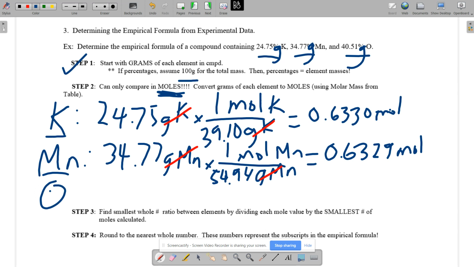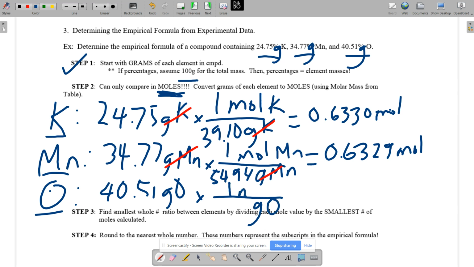All right, and the plot thickens. Let's take a look at O. So O is 40.51. Okay, and be careful. I know oxygen's diatomic, right? It's one of the magic 7. O2 is how oxygen gas exists. But in compounds, O just stands alone. So diatomicness does not exist when we're doing empirical formulas.